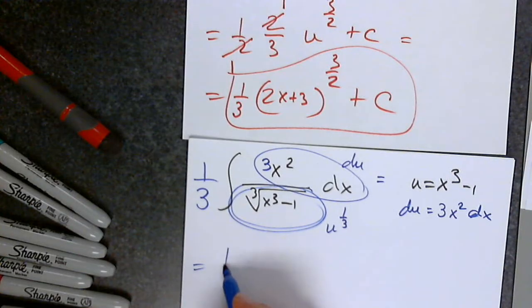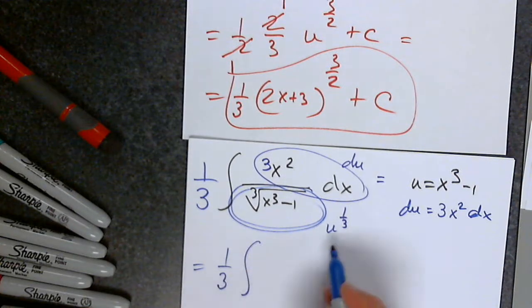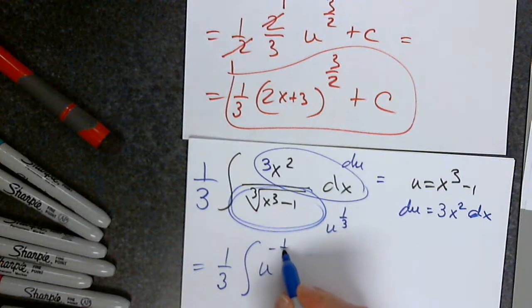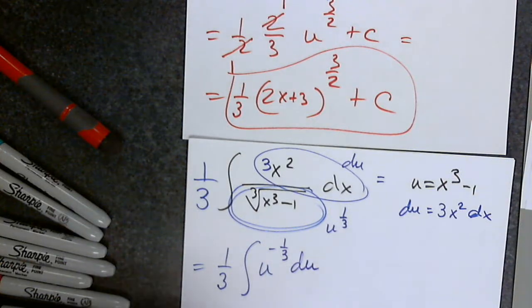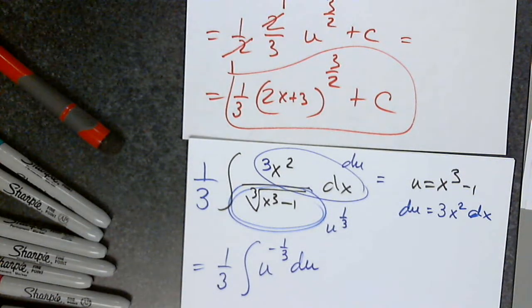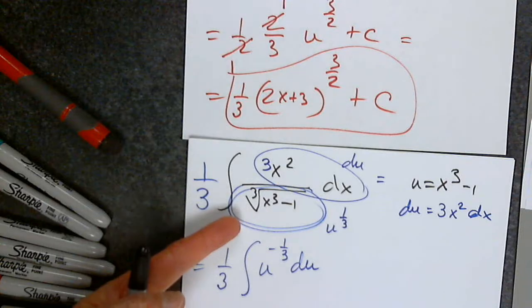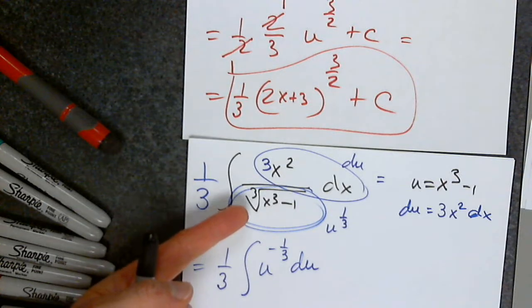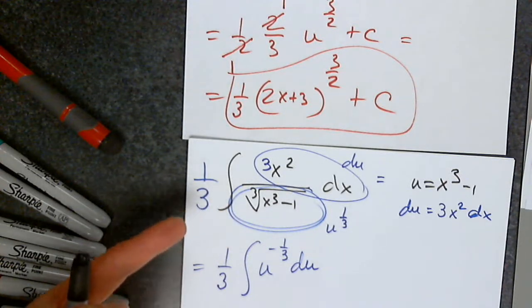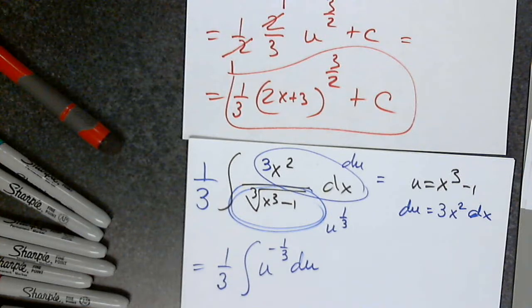So then I have 1/3 in front. I have the integral from u to negative 1/3 du. Now looking at the initial integral and this one, which one is more human, quote unquote? Definitely not this one. It has a cube root, it has a ratio, it has x squared at the top, and blah, blah, blah. This one is just one term.